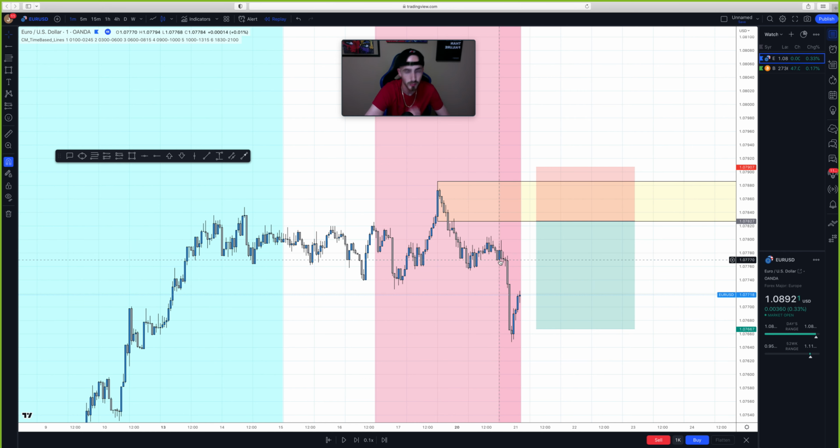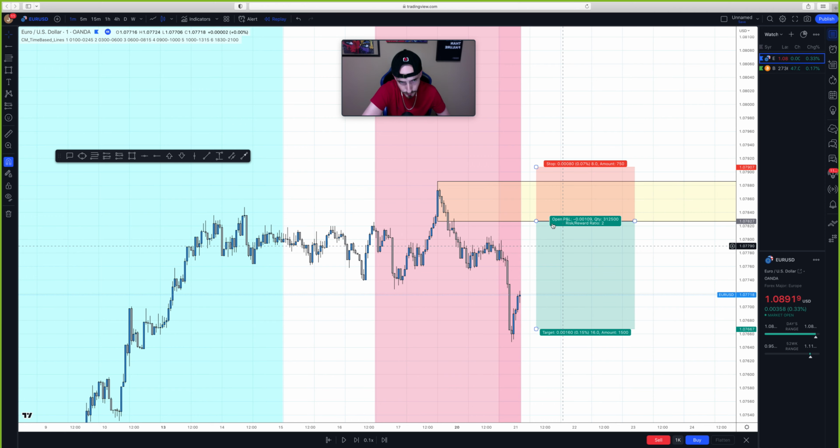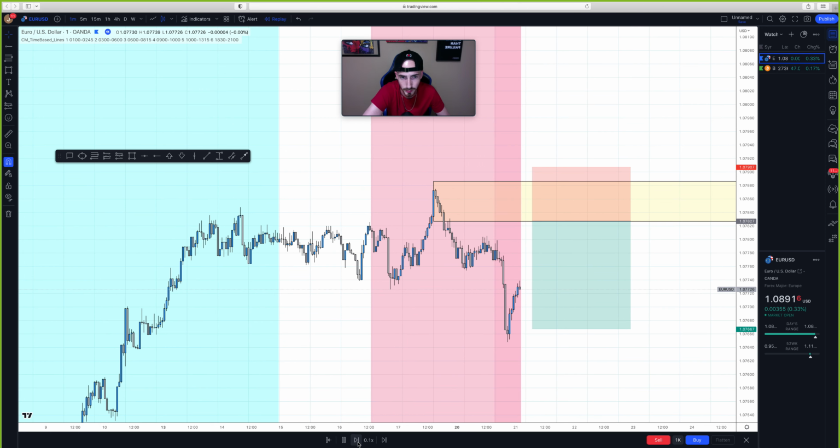And then this would also be an area of supply that was created. But this is not valid because the push started from here. This is just a continuation from the push, but it started from this area. So this is the most valid area. So we just have our sell limit placed here waiting, and then let's see what happens.